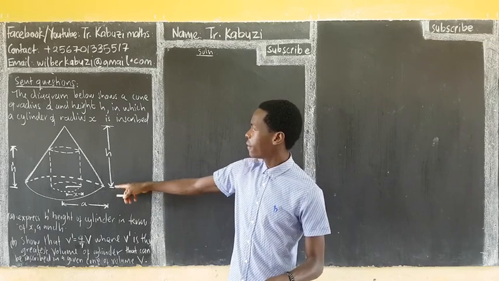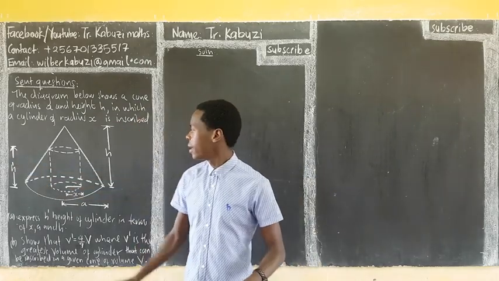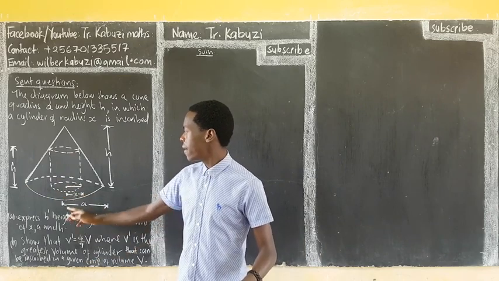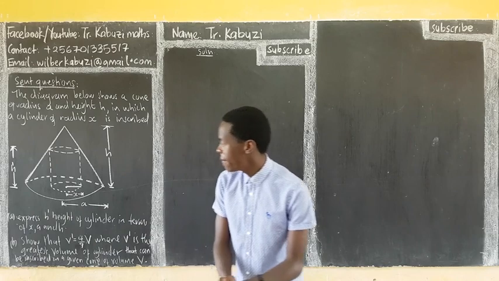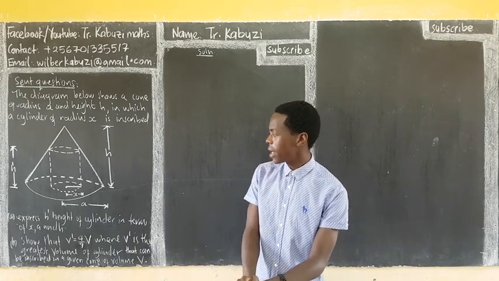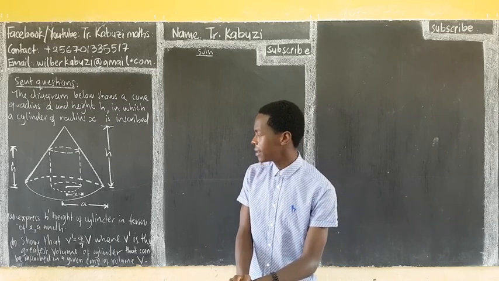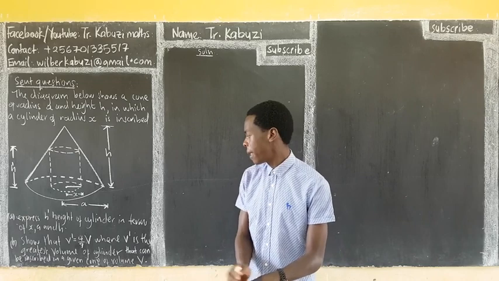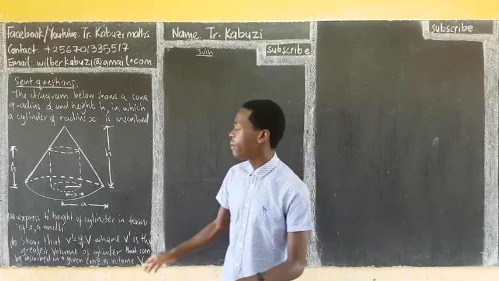So see that the height of the cone is h, the height of the cylinder is h prime. The radius of the cylinder is x, then the radius of the cone is a. So let's express h prime, the height of the cylinder, in terms of x, a, and h. Then show that V prime is equal to 4/9 V, where V prime is the greatest volume of the cylinder that can be inscribed in a given cone of volume V.